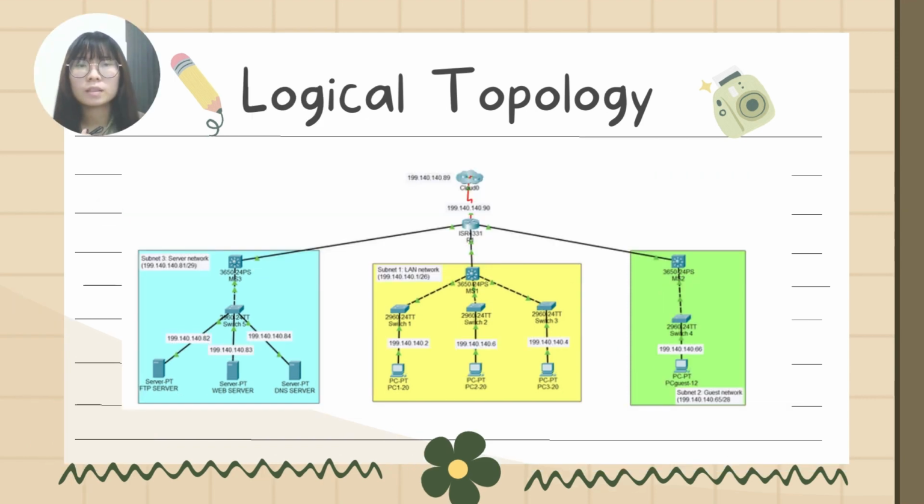Going on, I'll present the logical topology for this design. The logical topology of the SOHO network design with a guest network, as shown in this figure, follows a hierarchical model consisting of the core layer, distribution layer, and access layer. The R1 router functions at the core layer, facilitating high-speed traffic management between distribution layer devices, data centers, and external networks. The distribution layer contains three multilayer switches, MS1, MS2, and MS3, that connect the core layer to the access layer, enabling traffic flow between different access layer switches.